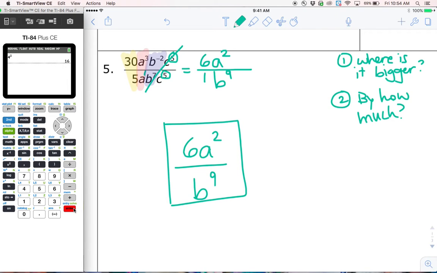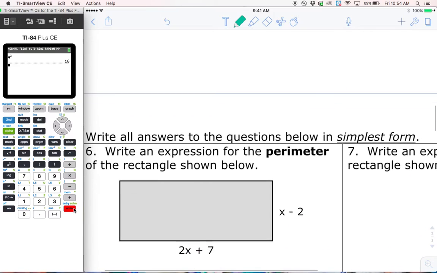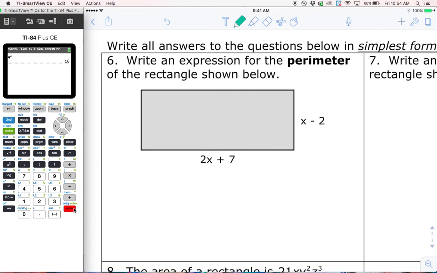All right, flip this over. We're now on problem number 6. In problem number 6, we're finding the perimeter of the rectangle shown below. We did learn this formula for a perimeter of a rectangle. That's P equals 2W plus 2L. You can definitely use that one if you want.